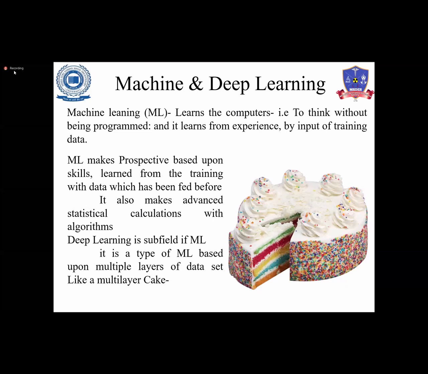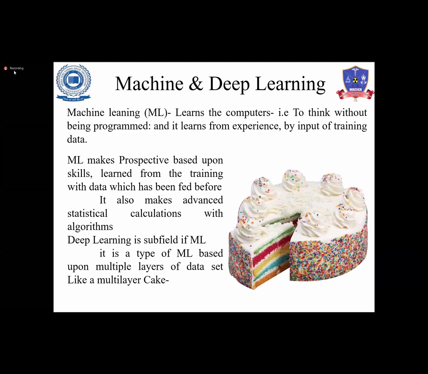Once it improves its marking on its own, that comes under the deep learning part. And machine learning makes predictions based upon the skills learned from the training with the data which has been fed before. It also makes advanced statistical calculations with the algorithms.